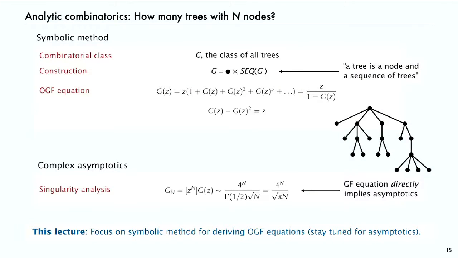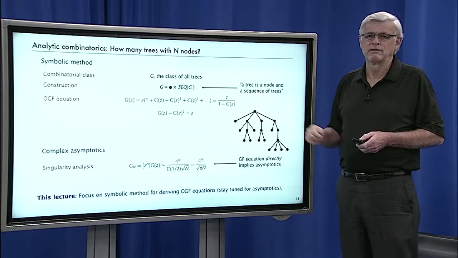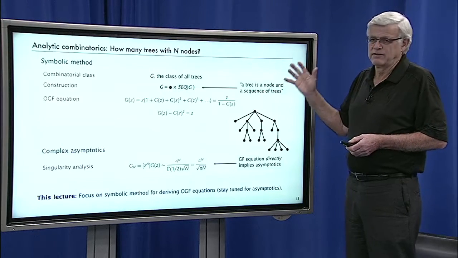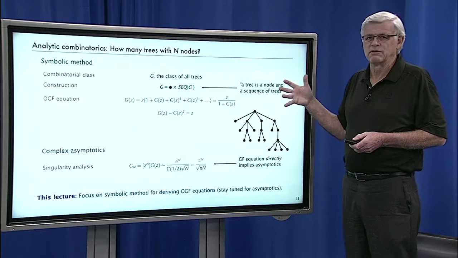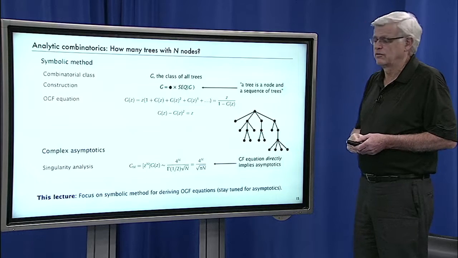For this lecture, we're going to look at lots of examples where we just stop at the generating function equation. So that's our goal, is to use the symbolic method to derive generating function equations. That's what we're going to be talking about for the next couple of lectures. And then we'll go into how we get the asymptotic results out.